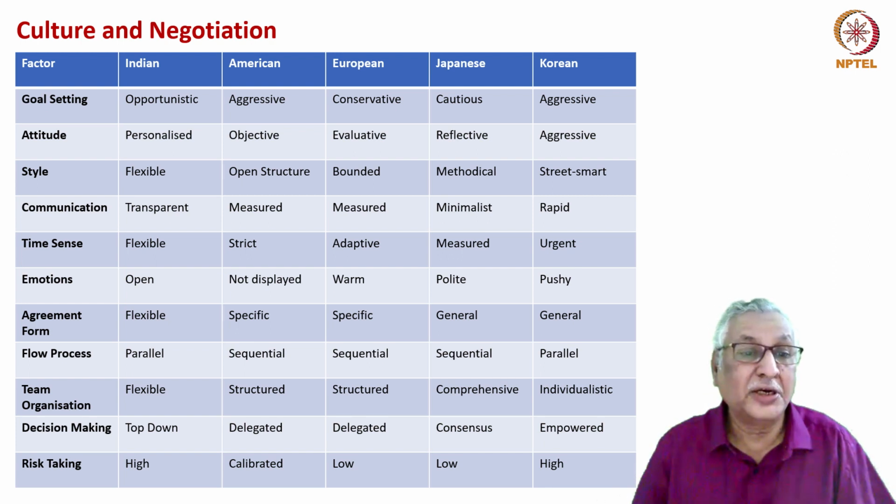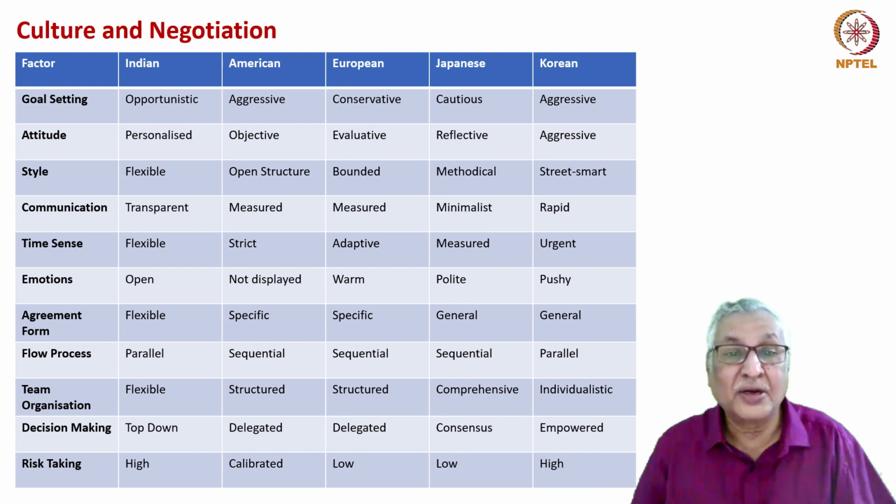Emotional quotient in an Indian negotiator is open, it is visible, whereas in the American negotiator, it is never displayed. Europeans tend to be warm, Japanese polite, and Koreans pushy. In terms of the agreement form that is adopted in negotiation, India again is pretty flexible, whereas the American is almost legal. European is very specific in terms of the requirements, though not as legal as the American negotiators are. Japanese broad and general, whereas Korean also follows a broad and general approach.